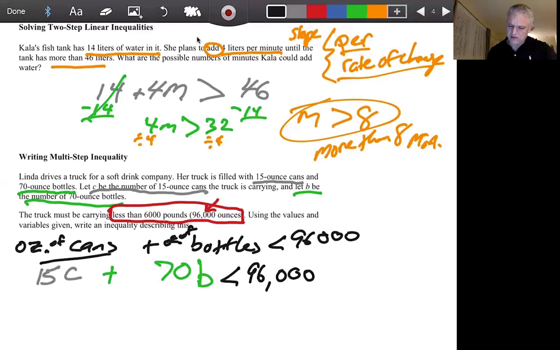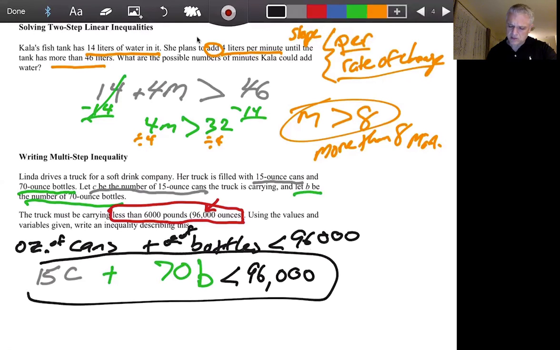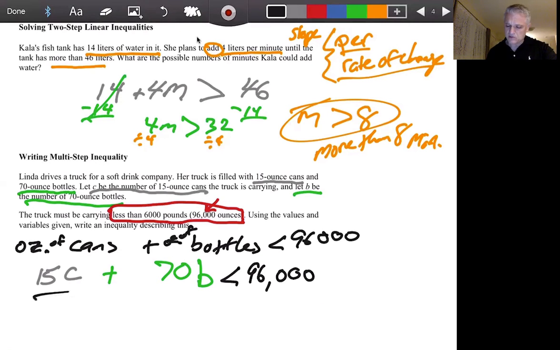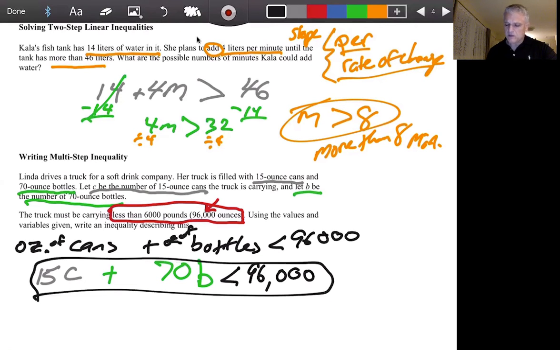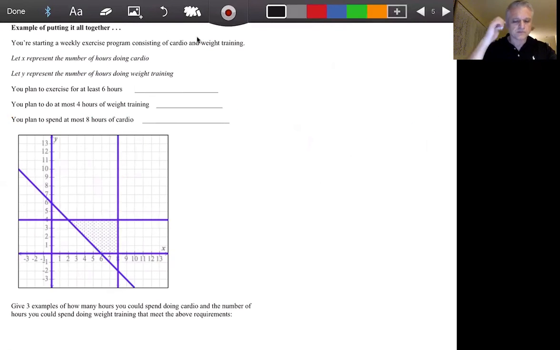Okay. That is a nice inequality. It just asked us to write it, it didn't ask us to solve anything. So this is my inequality, and it does relate the cans, the bottles, and the total weight in ounces that you have to have. Our final page is an example of putting together a big word problem that would involve inequalities.